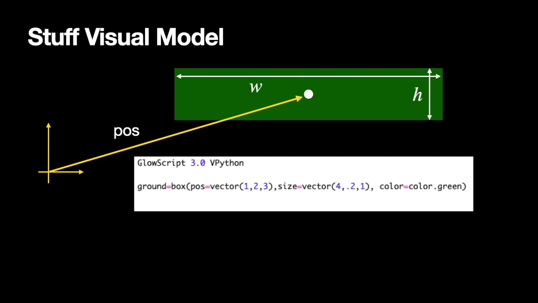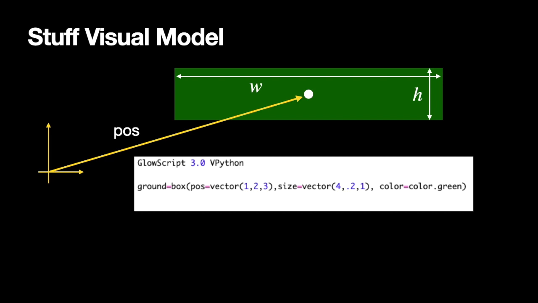Those will all work. So if I do this code, ground is the name of my object. It's the type of box, which is built into Python. And then I have to give it a position value. So I said position vector 1, 2, 3 just for fun. I have to give it a size as a vector, which is length, width, and height.